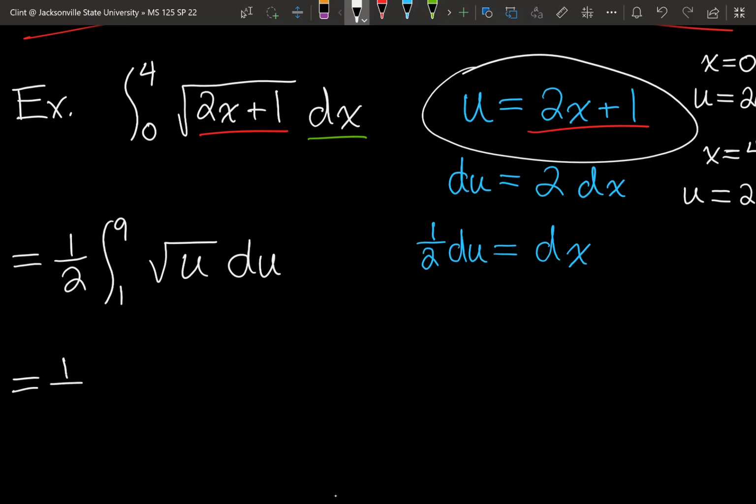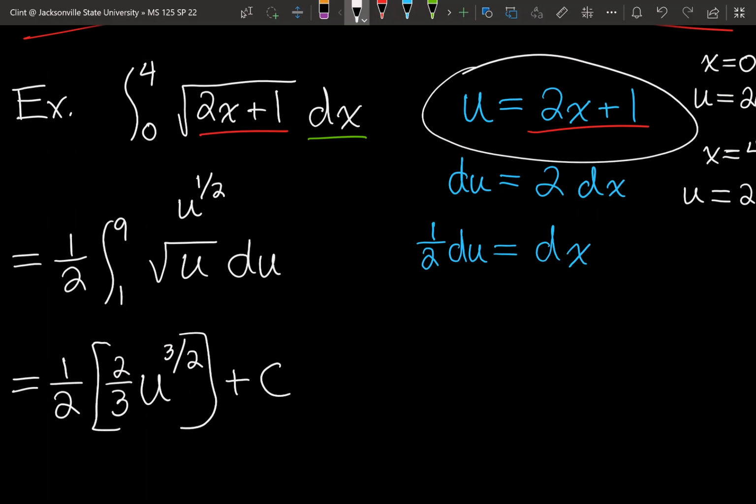So then we need our antiderivative. The square root of u is u to the 1/2. If we add 1 to the exponent, we get u to the 3/2, and then flip and multiply, so 2/3, plus c. And we want to evaluate this from 1 to 9. We don't have plus c, I'm sorry, because we're doing a definite integral. I want to evaluate it from 1 to 9.